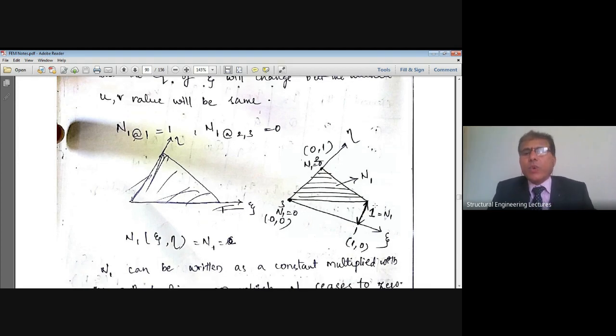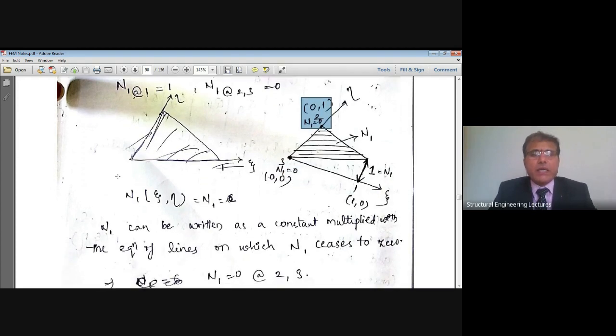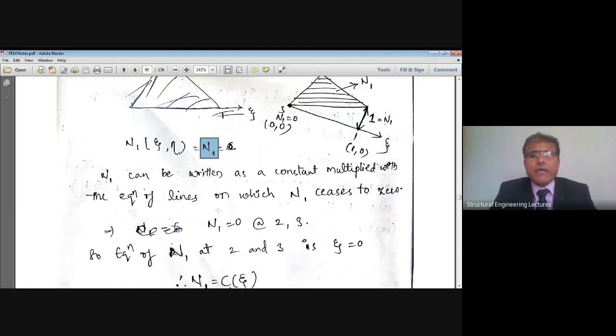That is how this node 1 has n1 value equal to 1 at its own node, and n1 value equal to 0 at other nodes. Hence, using that, now I'll write the shape function in terms of the local coordinate system xi and eta, and from here onwards I'll say only n1. n1 means n1 as a function of xi, eta only, right?